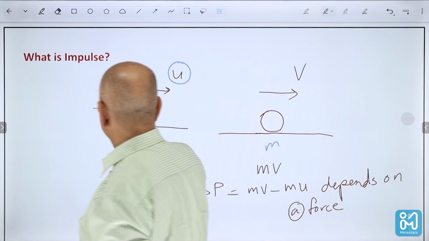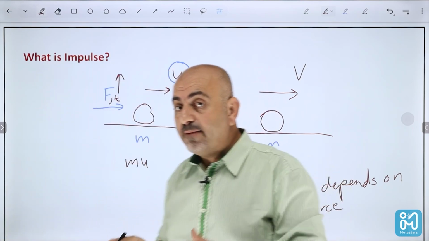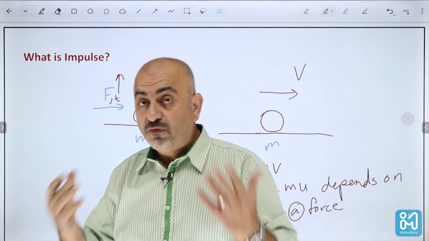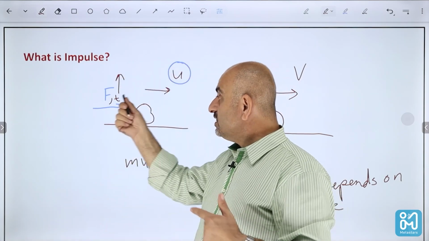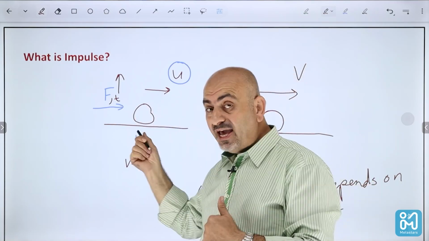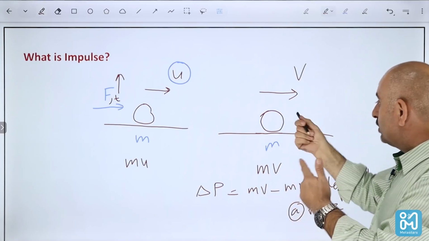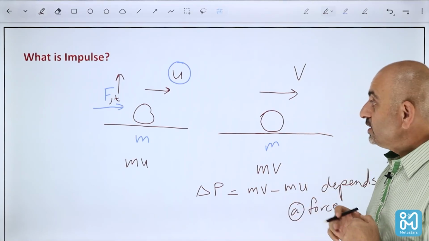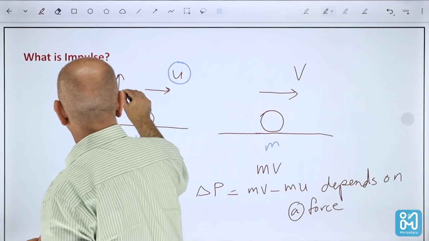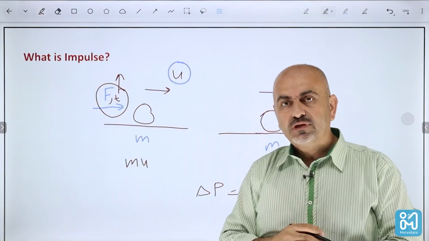The time duration of the force means, am I going to apply the force for half a second, for 1 second, or for 2 seconds? See, the longer the time duration of the force when you apply it onto the mass, the more speed it will gain, which means the more momentum it will gain, right? So that means impulse depends on what? The force and the time duration of the force. That's what impulse depends on.